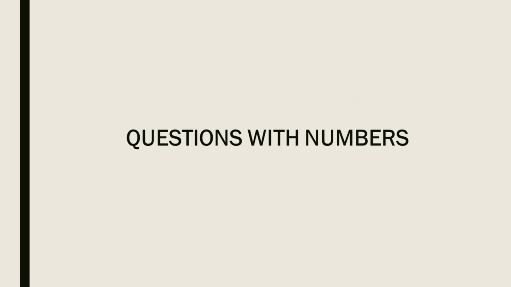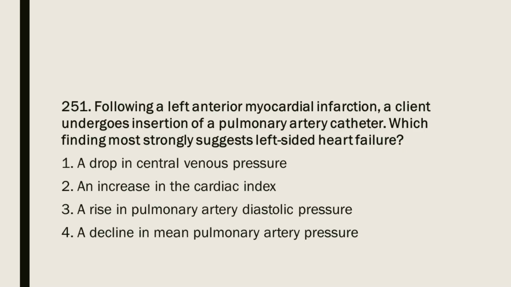Questions with numbers. 251. Following a left anterior myocardial infarction, a client undergoes insertion of a pulmonary artery catheter. Which finding most strongly suggests left-sided heart failure? 1. A drop in central venous pressure. 2. An increase in the cardiac index. 3. A rise in pulmonary artery diastolic pressure. 4. A decline in mean pulmonary artery pressure.